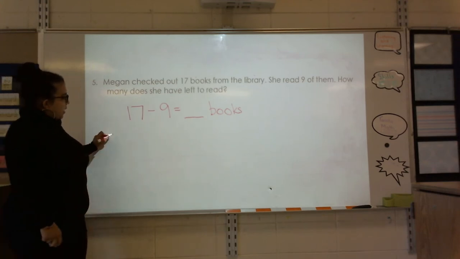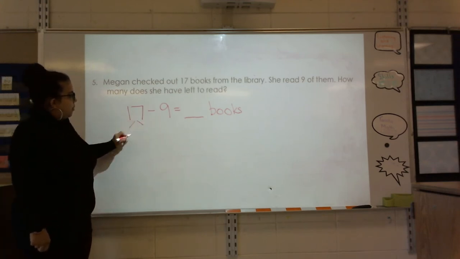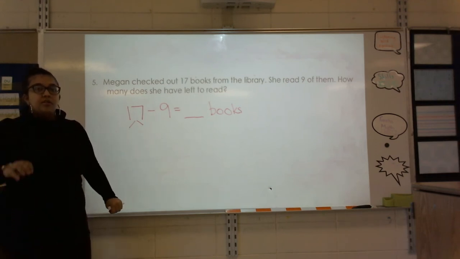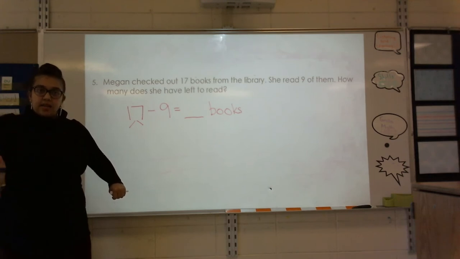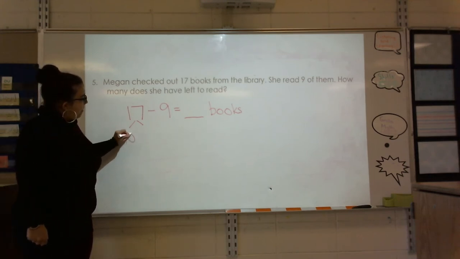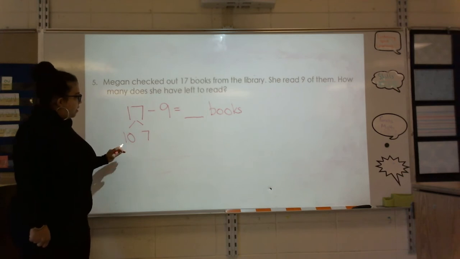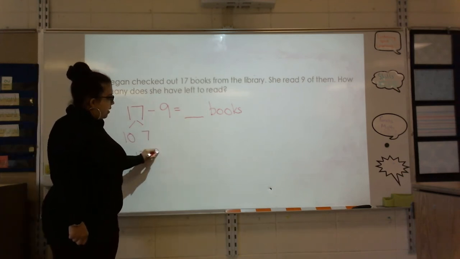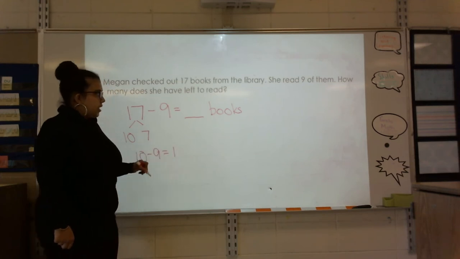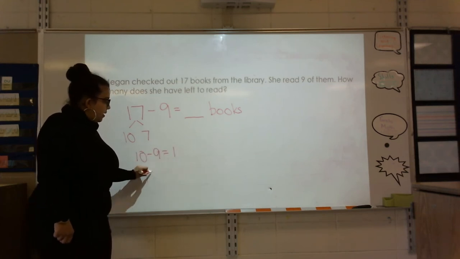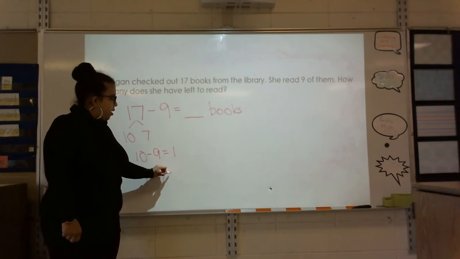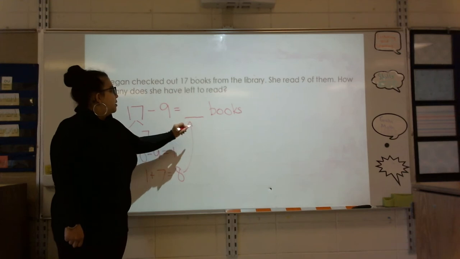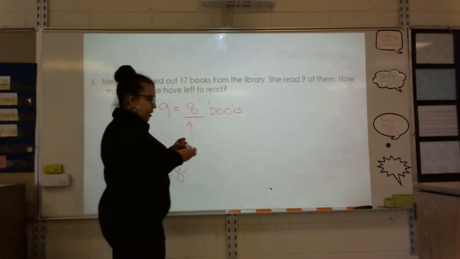So let's go ahead and break this apart as a 10 and some more, 10 and some ones. So 17 is 10 and 7. So we're going to subtract 9 from the 10. So 10 minus 9 leaves us with 1, because we're taking from 10. We'll put the pieces that are left back together. 1 and 7 is 8. So that means 17 minus 9 is 8.